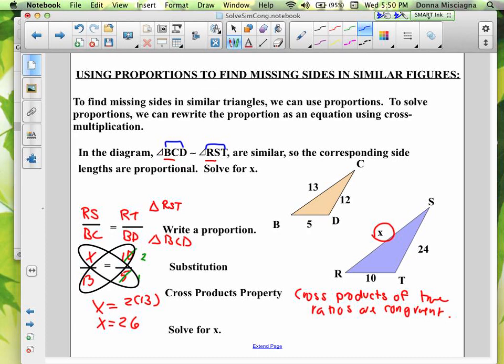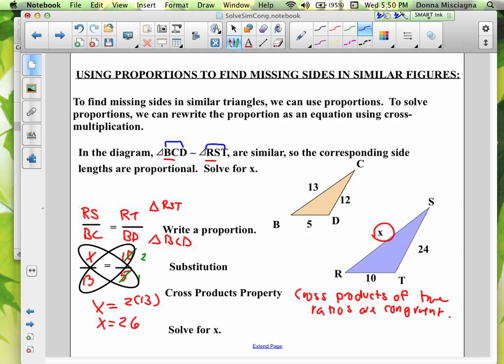Across from catty corner, from diagonal, right? So from the upper left to the lower right, and the upper right to the lower left. Because there's a property that cross products, I have it written there, cross products of true ratios are congruent. So the cross product 5x has to be, or in this case 1x because we reduced, has to be congruent to the cross product 2 times 13. Okay? And then all we have to do now is solve for x, so x is 26.